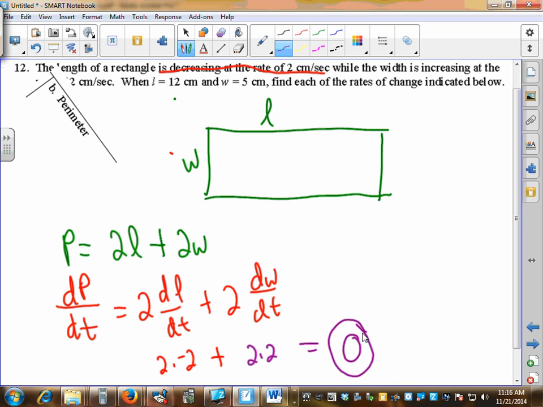So the perimeter can't change. And let's see, the perimeter wouldn't change, because L and W, they're stuck with those numbers, right? Yeah, so your perimeter's got to stay there.